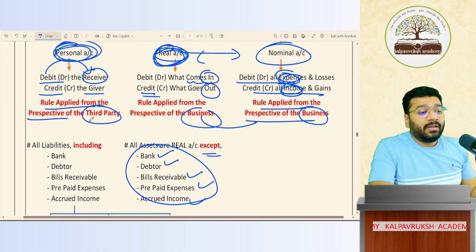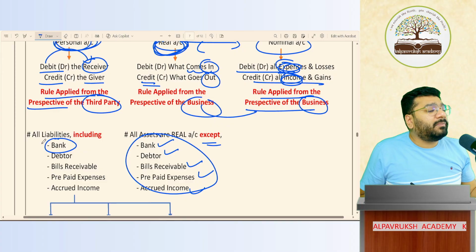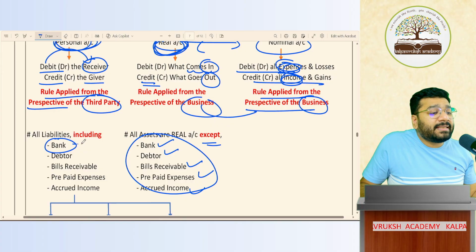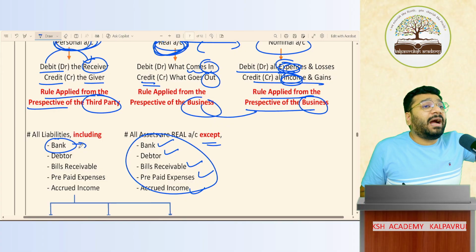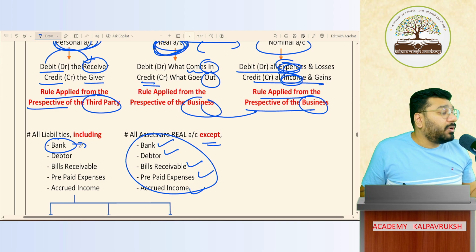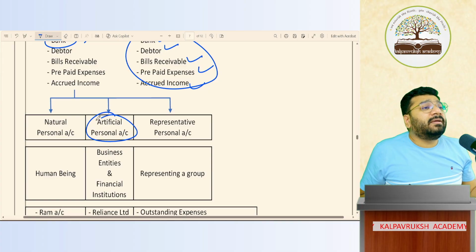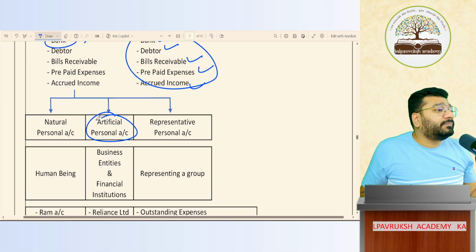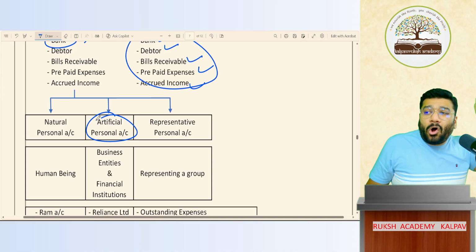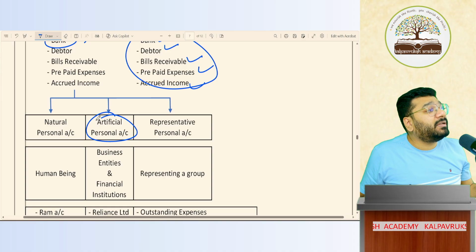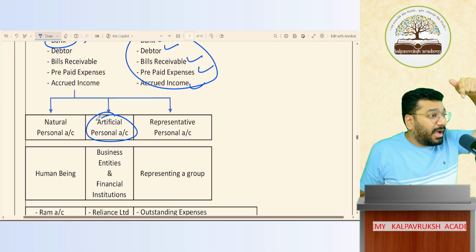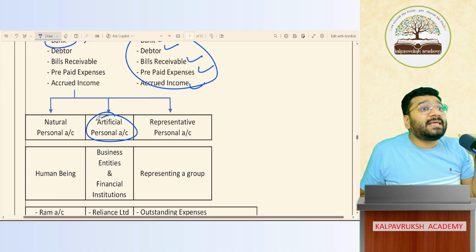Okay. Bank, why is it coming under personal account? Because bank is an artificial person. All the artificial persons will come under personal account. What is an artificial person? A person created by law, which is nothing but business entities. All the business entities are called persons. Who called all the business entities persons? Law. Our law says that all the business entities are persons.